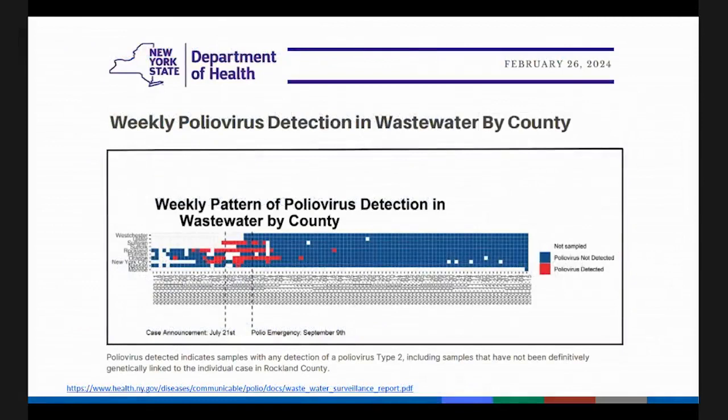And this figure shows the pattern of wastewater detections in each affected county by week, with poliovirus detections depicted in red and negative poliovirus samples in blue.